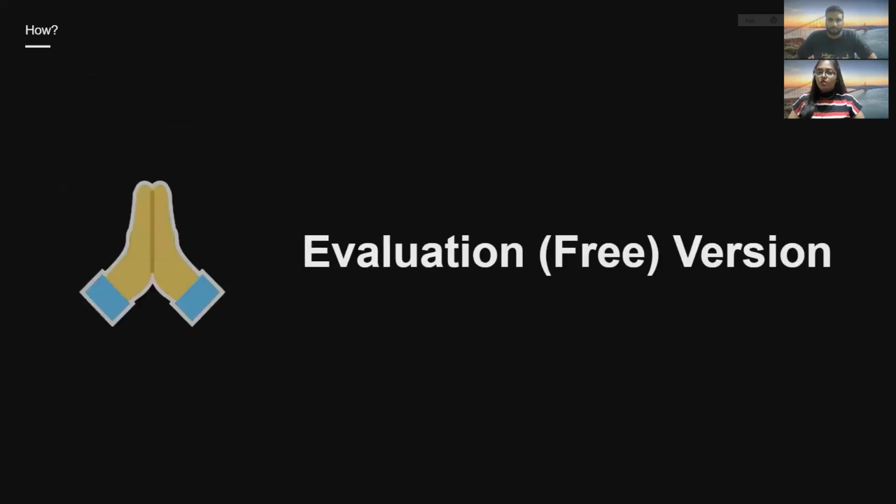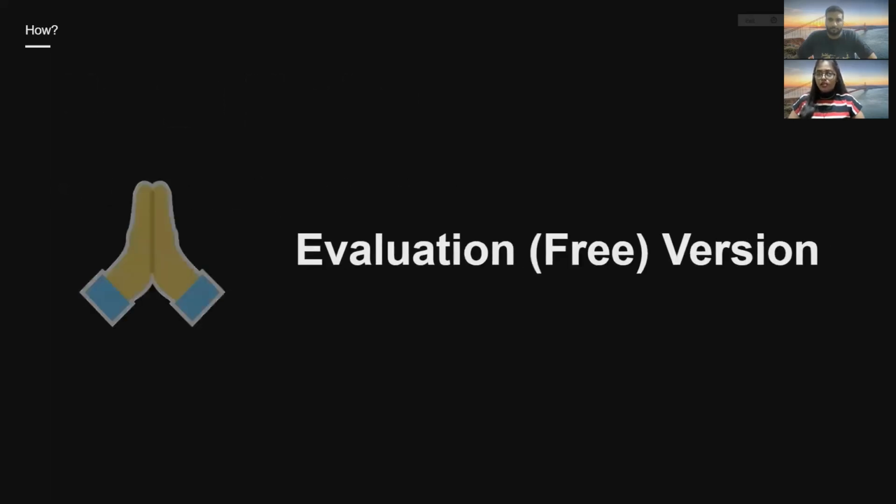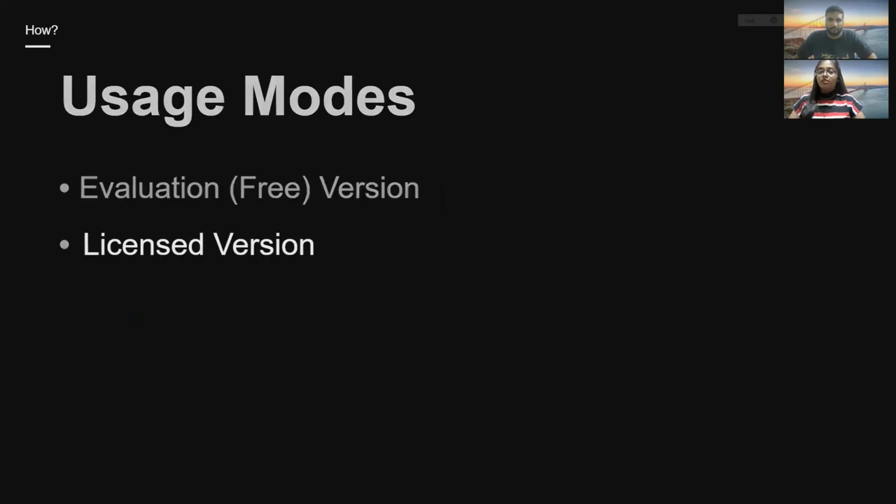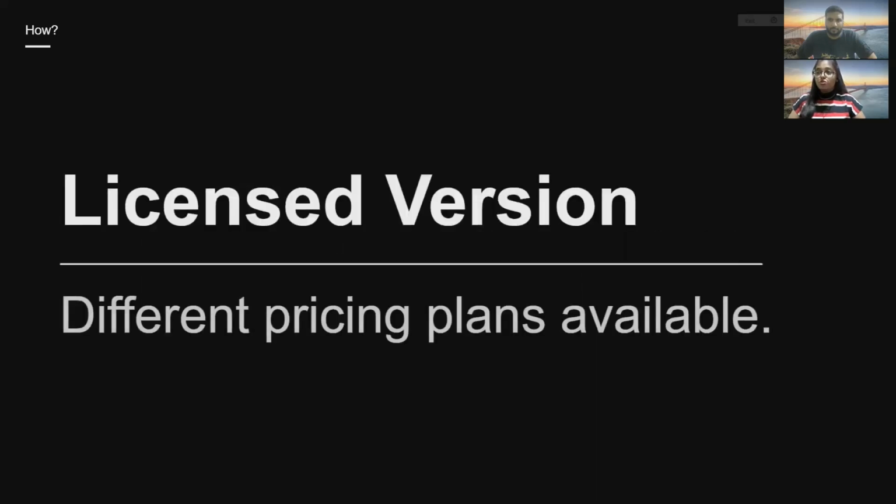2021 has two usage modes: the free version and the licensed version. We could also use the free version and create mind maps, but there is also a licensed version that provides a lot more features, like adding images, etc., and exporting into different formats. The licensed version has different pricing policies available. We can use it as per our need, and yeah, that's about it.